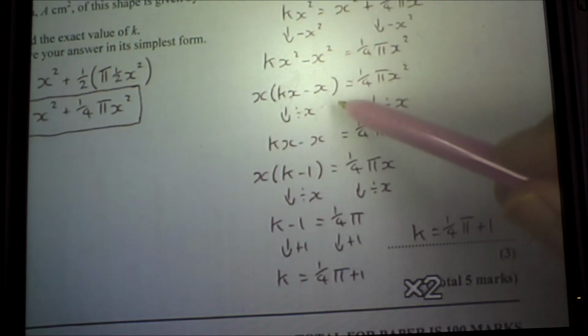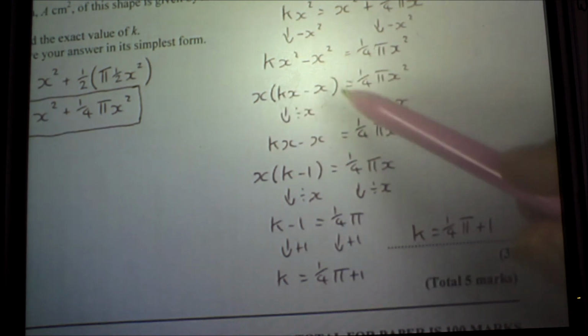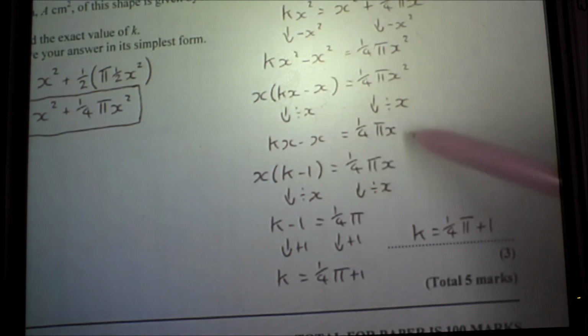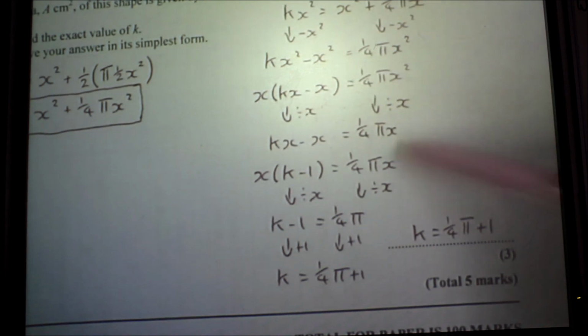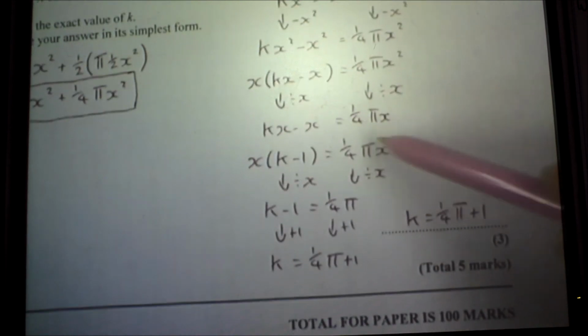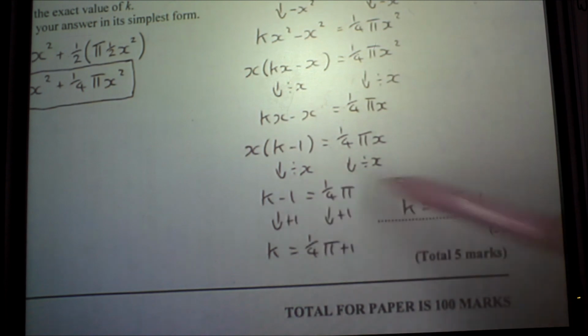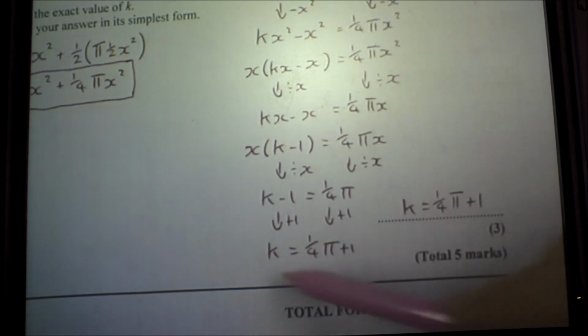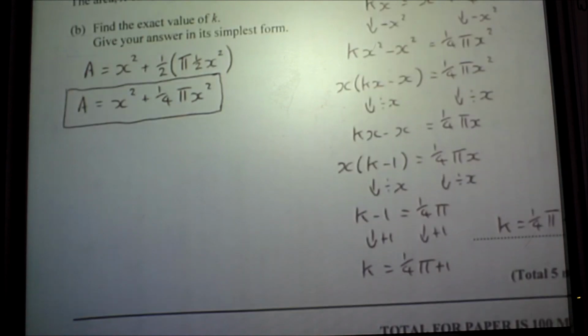I factorised this side because I'm trying to cancel stuff down, so I get x on its own. Then when I do that, I can divide both sides by x. So that gets rid of one of the x's. That x squared divided by x becomes x. I can factorise this side again, put x on the outside, then I can divide by x again. So I've got k take away 1 equals a quarter pi, add 1 to both sides. That means k equals a quarter pi, add 1. And I'll leave those workings there for you to have a look at.